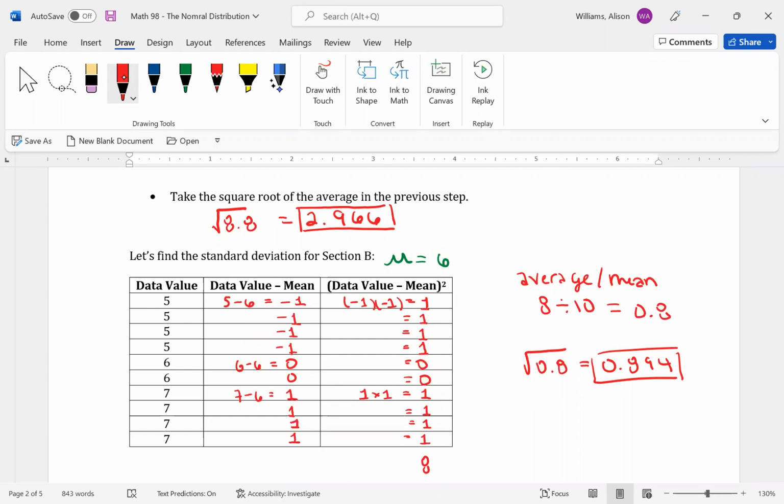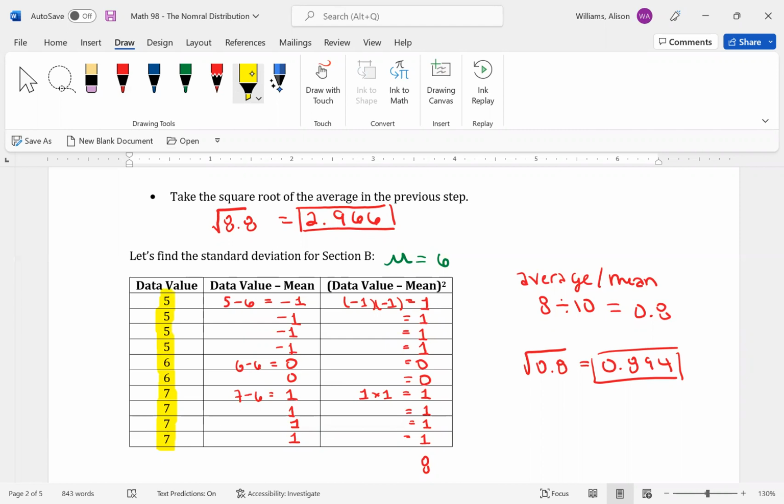But what we're saying is that on average, the data values in section A are a distance of 3 from the mean, whereas in section B, on average, they are a much smaller distance. They're very close, almost less than 1. And that makes sense because the mean is 6 and all of the data values are like within 1 of the mean. So it makes sense that they're very close together, that the standard deviation is super small.